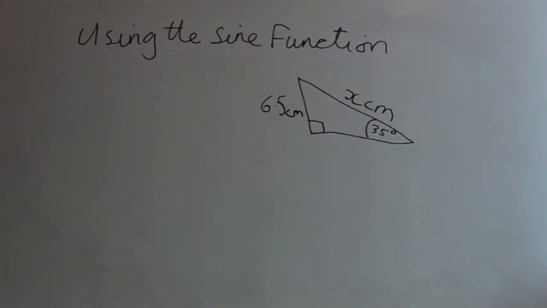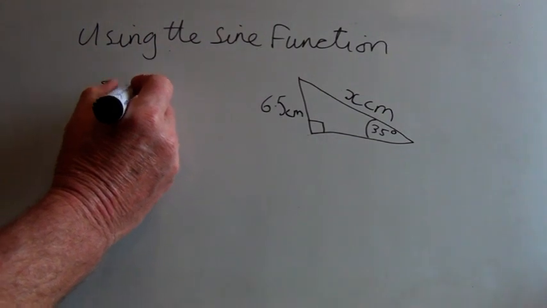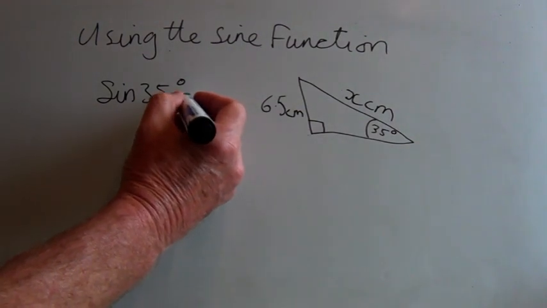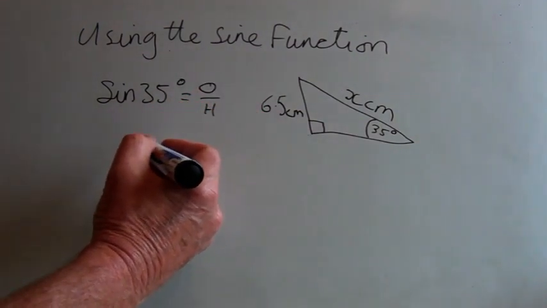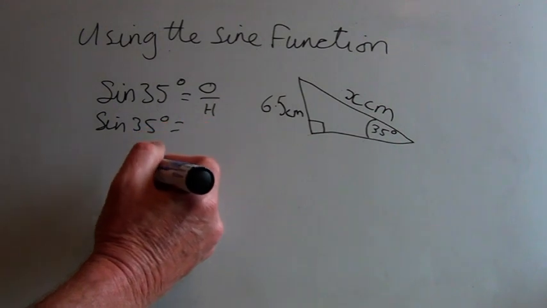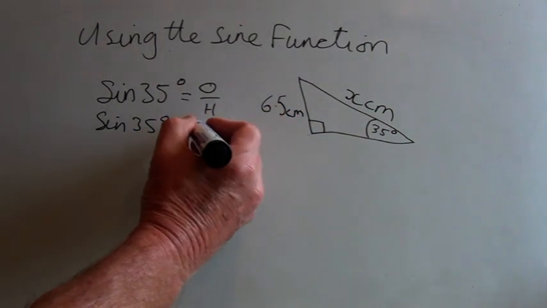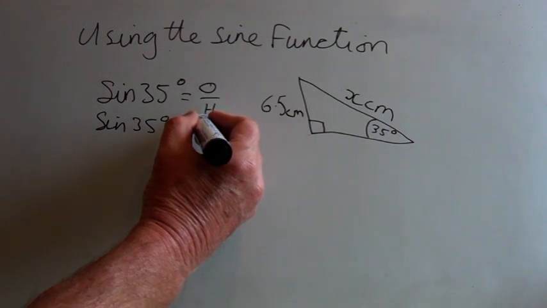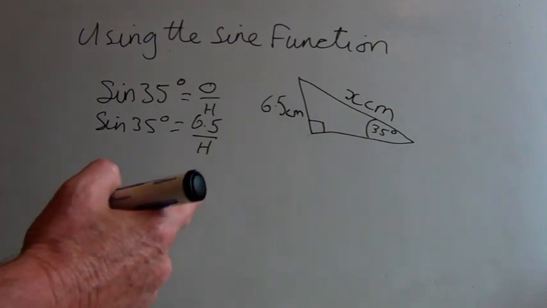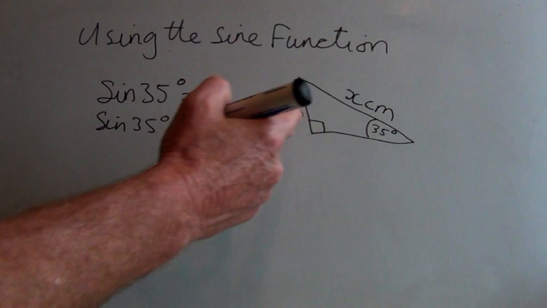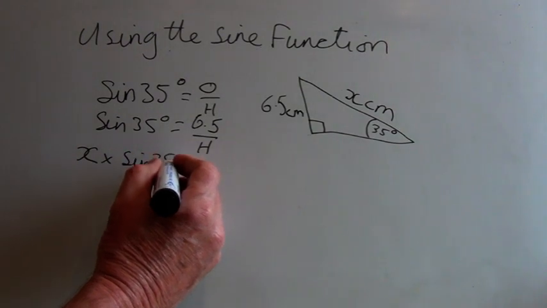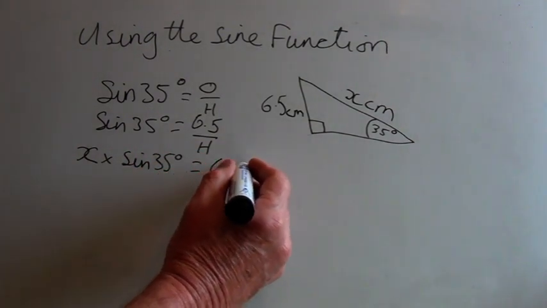Okay, so here we have sine 35 degrees equals opposite over hypotenuse. So the sine of 35 degrees is equal to the opposite, which is 6.5, over the hypotenuse. So if we multiply through by x, which is the hypotenuse, we have x times the sine of 35 degrees equals 6.5.